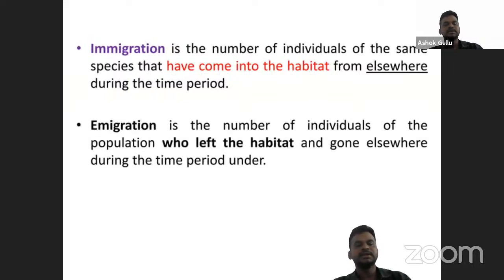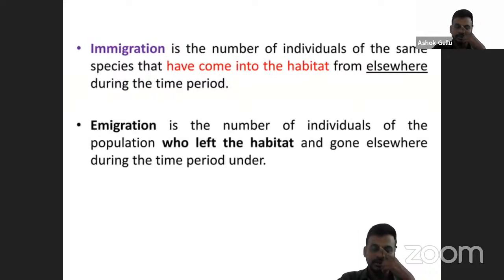This means emigration. And immigration is the number of individuals of the same species that have come into the habitat from elsewhere during the time period. For example, many tourists are coming to India and settling over a period of time. That is called immigration.